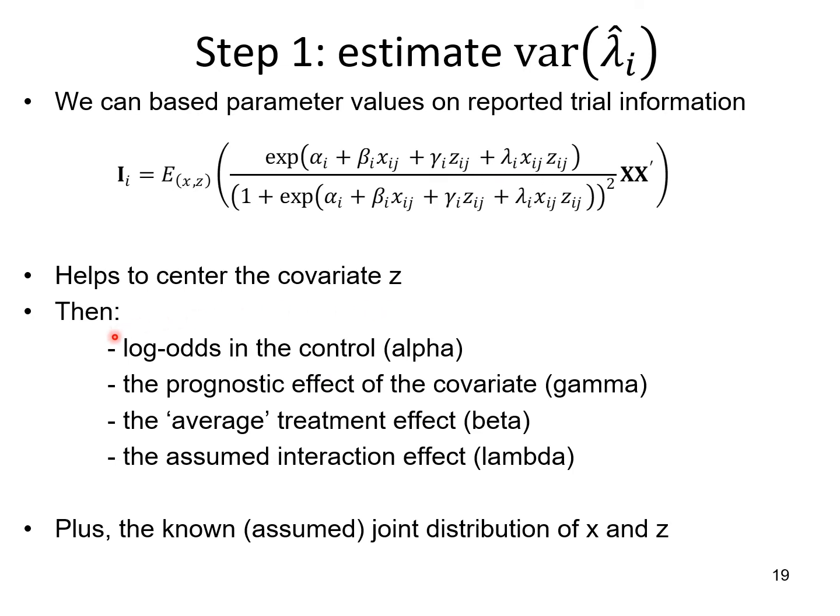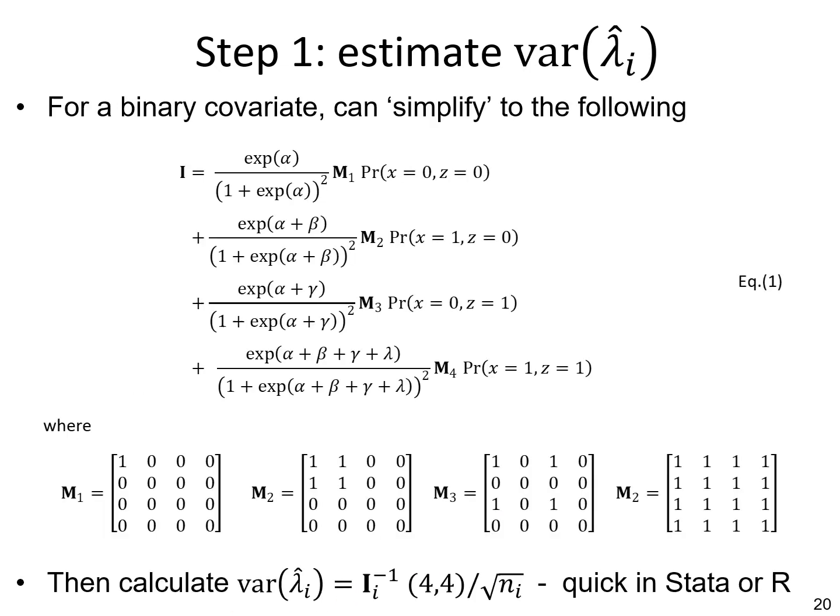So based on summary information, we can get reasonable estimates of the parameters. We now need to think about the joint distribution of x and z. For a binary covariate, what we need to know is the proportion of people that have an x of 0 and a z of 0, the proportion with an x of 1 and a z of 0, the proportion with an x of 0 and a z of 1, and a proportion with an x of 1 and a z of 1. So z of 1 is maybe males, x of 1 is usually the treatment, and we just need to know the proportion in each of those 4 different categories.